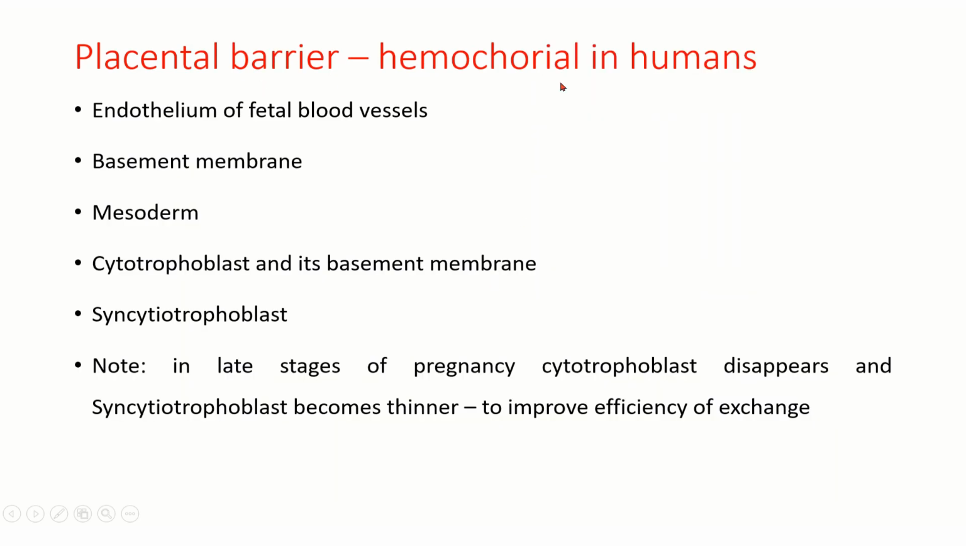So placental barrier, in humans it is hemochorial. It is having endothelium of the fetal blood vessels, basement membrane, mesoderm, cytotrophoblast and its basement membrane, syncytial trophoblast. In later stages of pregnancy, cytotrophoblast disappears and syncytial trophoblast becomes thinner to improve efficiency of exchange. So in humans it is hemochorial.